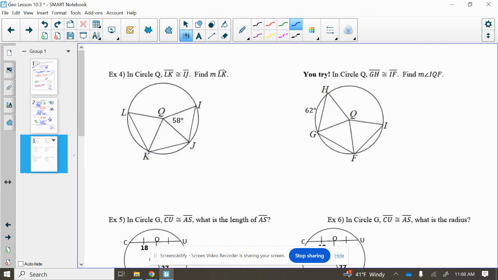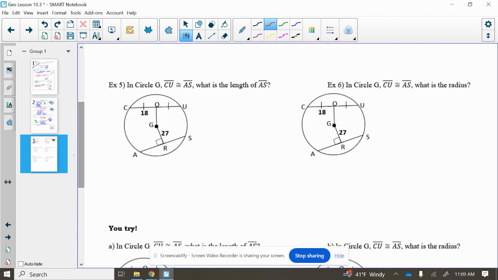All right, on our last page, a couple more theorems here. This one is telling us that LK and IJ are congruent, which we know then means that their central angles must be congruent. So if angle IQJ is 58 degrees, we know that the other central angle must be as well, and then that arc that it opens up onto would be the same measure of 58. You then are going to try the next example. You are given that the chords are congruent, and you are finding the measure of angle IQF.